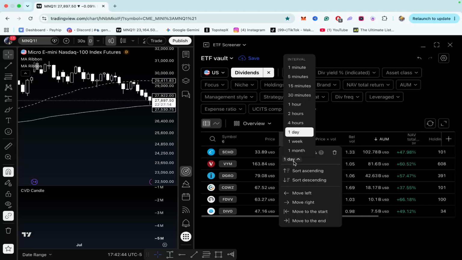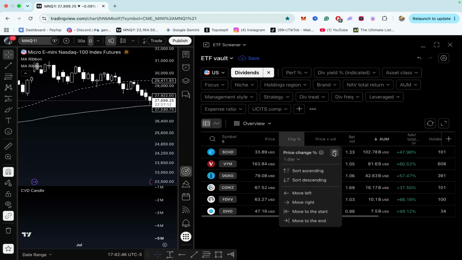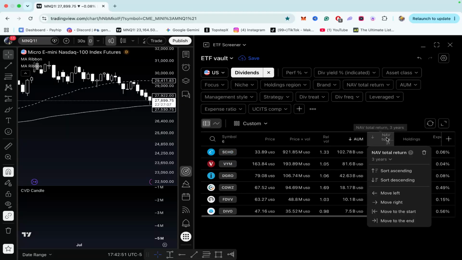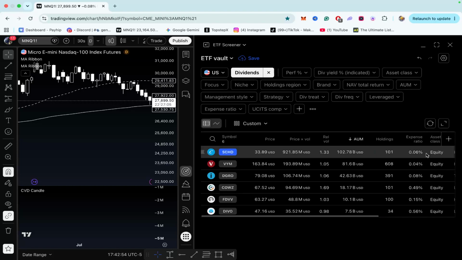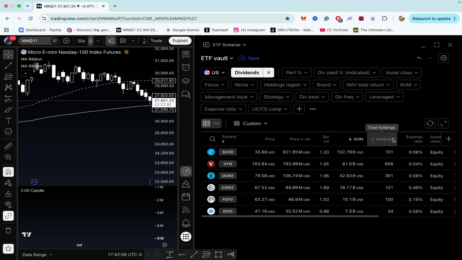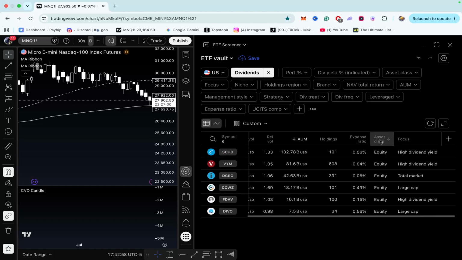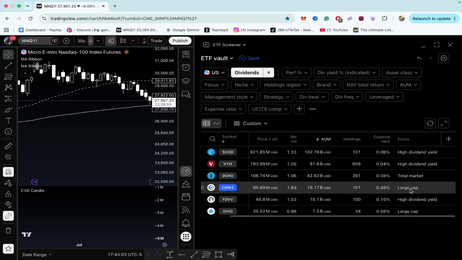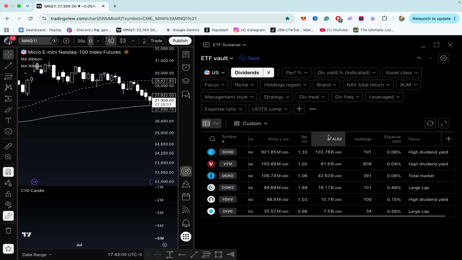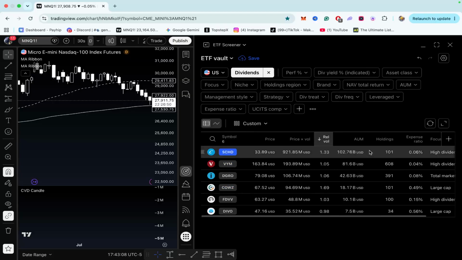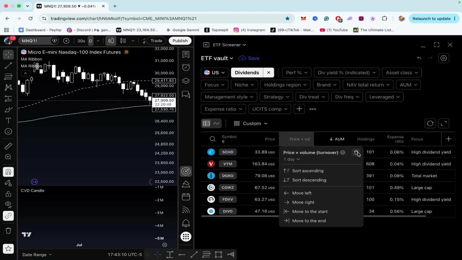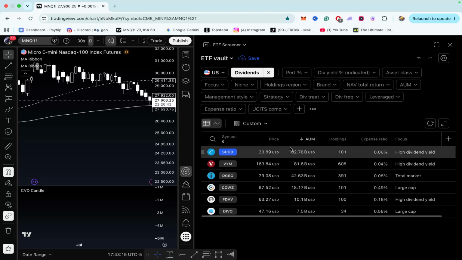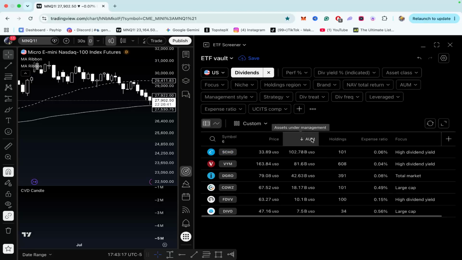Get rid of price, no, I don't care about that right now. We can kind of look at that right now. What's NAV? I don't know. We'll leave that alone. Holdings, interesting. Expense ratios, interesting. Asset class, equity, so we can get rid of that. Focus, high dividend yield, large caps. Assets under management is kind of cool. Relative volume is useless to us. Price times volume is kind of useless to us right now. Assets under management is cool.